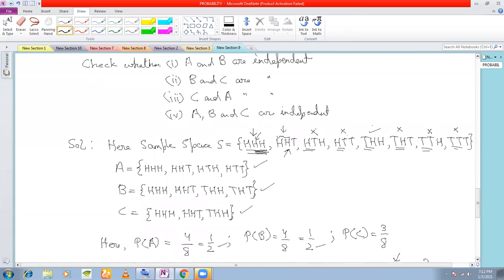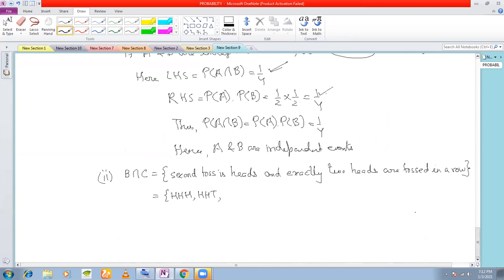Second toss is head. This is striked out because the second toss is not heads. This is also gone because second toss is not heads. This one, second toss is heads, and are there exactly two heads? Yes, there are exactly two in a row. So THH is there.